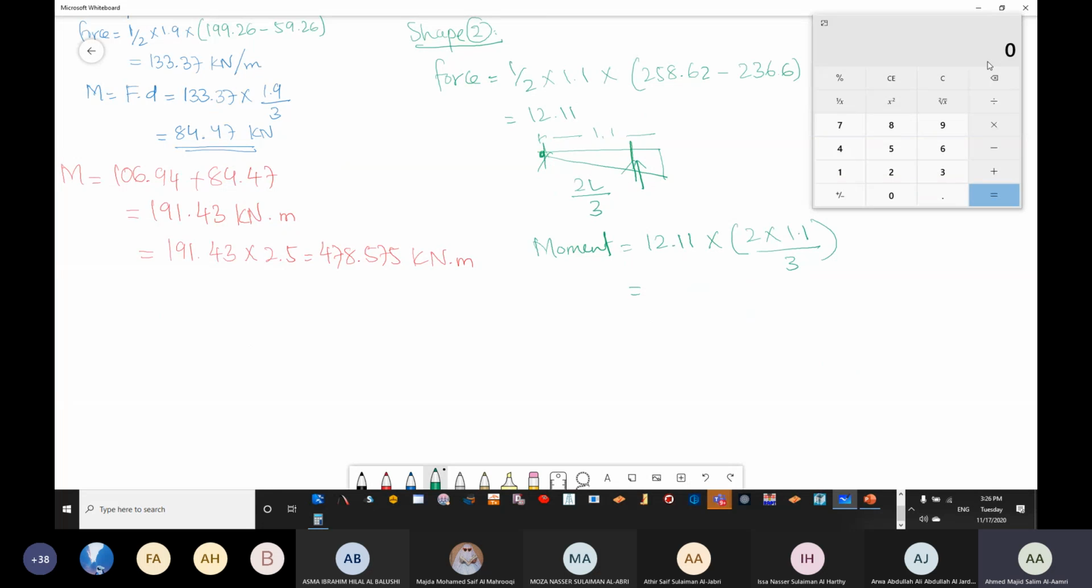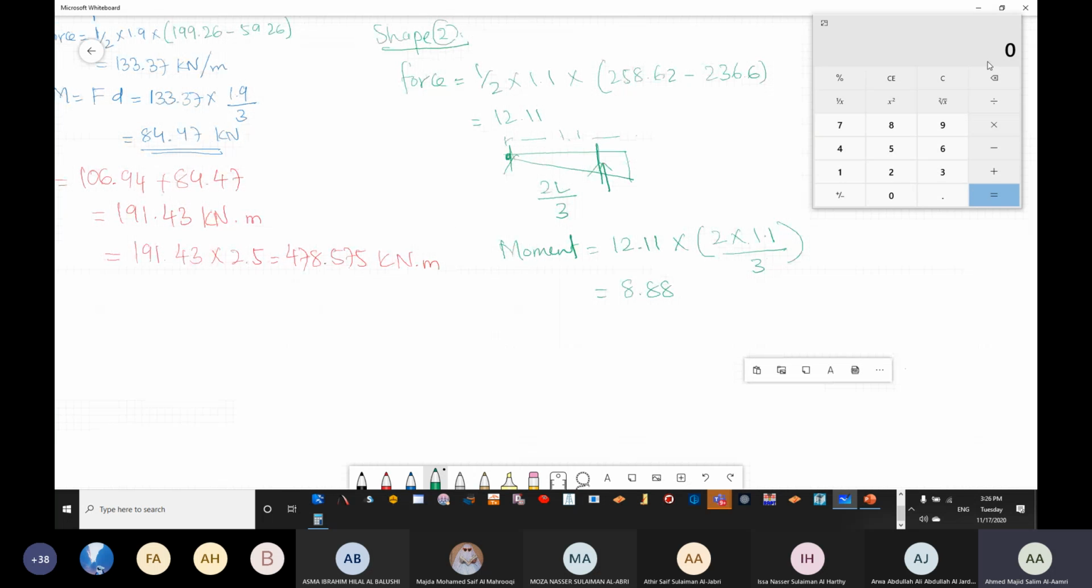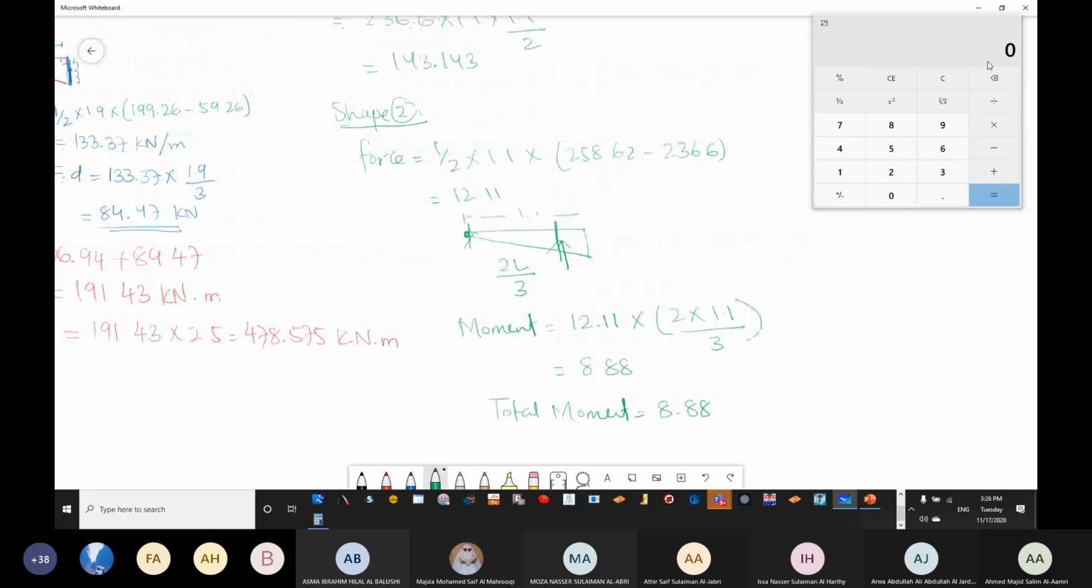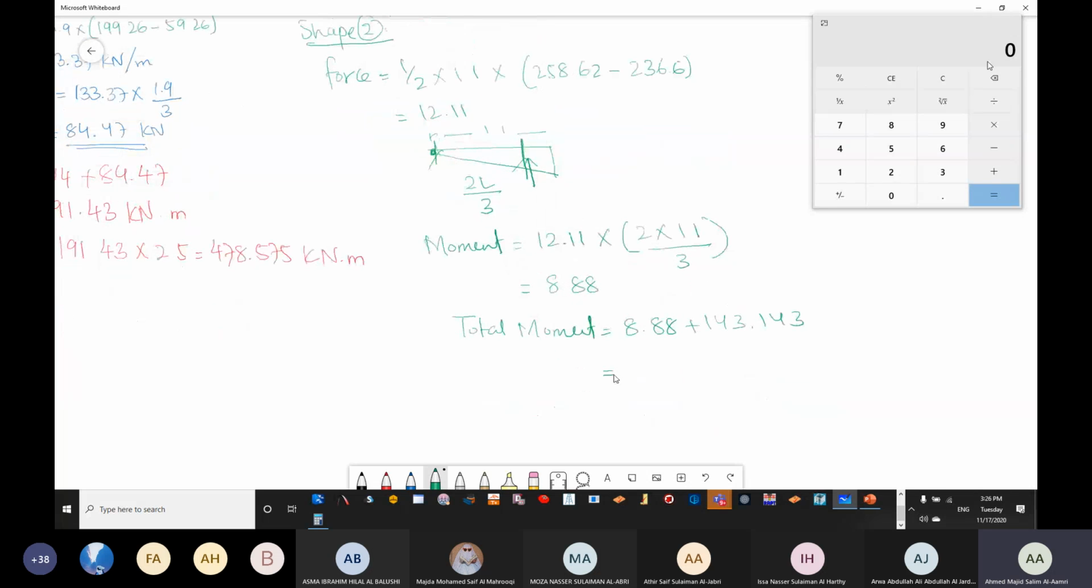Quickly, please, because we are finishing. So we have it as 8.88. Okay, so the total moment is going to be 8.88 for the triangle, which is shape number 2, and then plus 143.143 for shape number 1. The total moment is going to be how much?